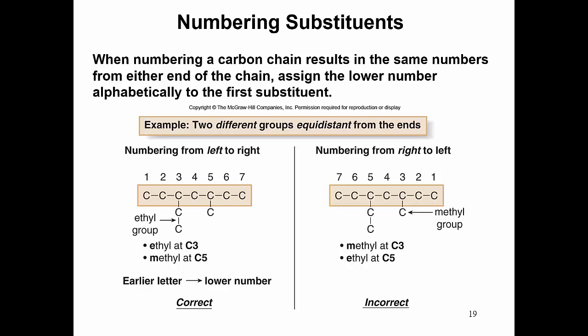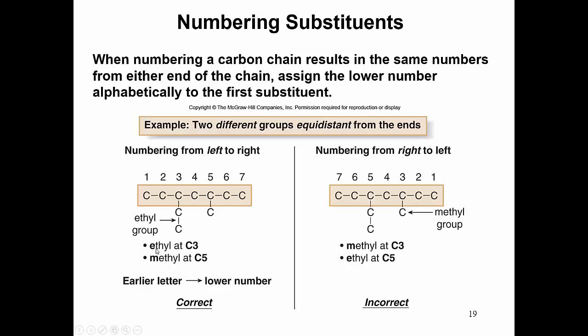So what we do is we go alphabetical. E comes before M. We have an ethyl group, a 2-carbon substituent here, and a methyl group here on carbon 5. So ethyl is at 3.